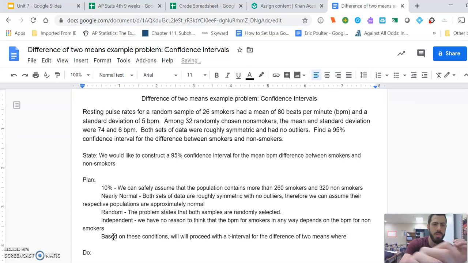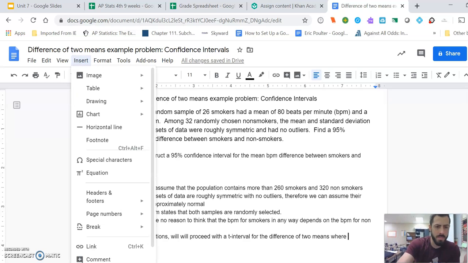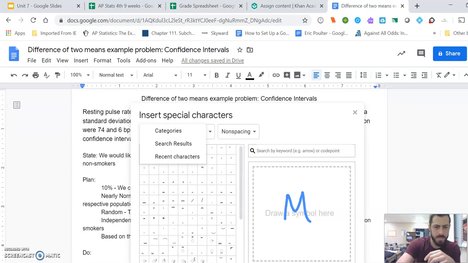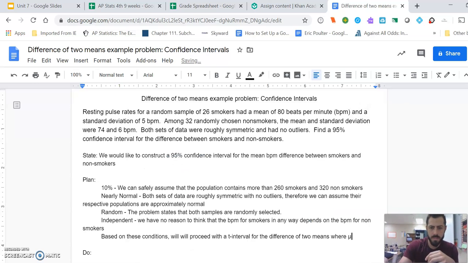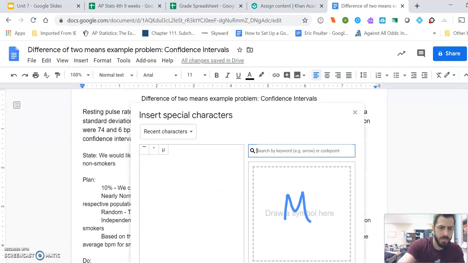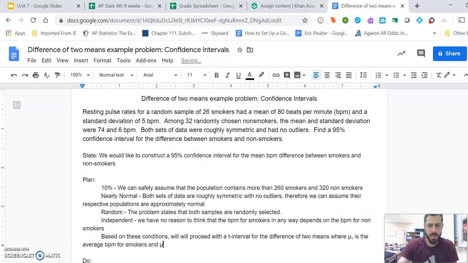I should use the proper symbology, mean, there we go, mu1 is the average BPM for smokers, and mu2 is the average BPM for non-smokers.